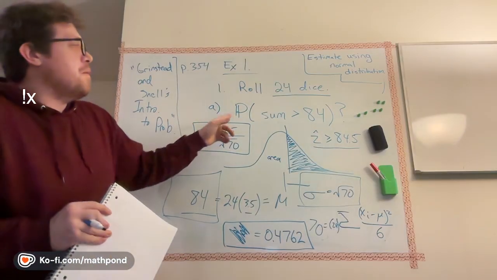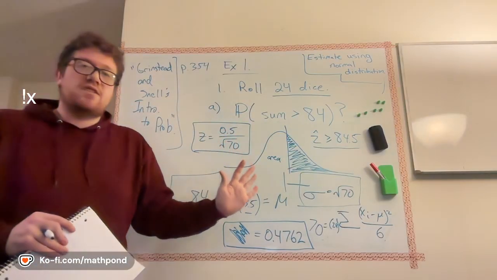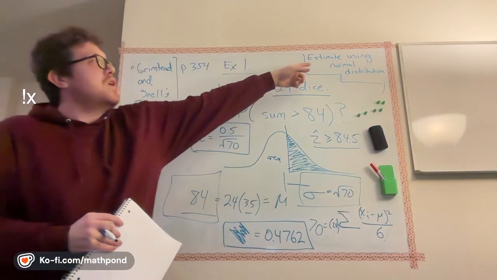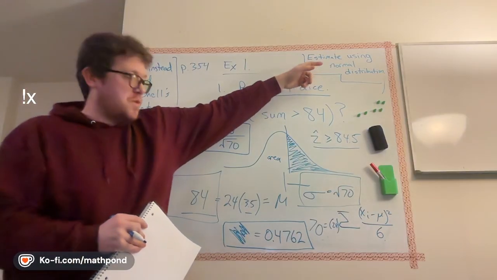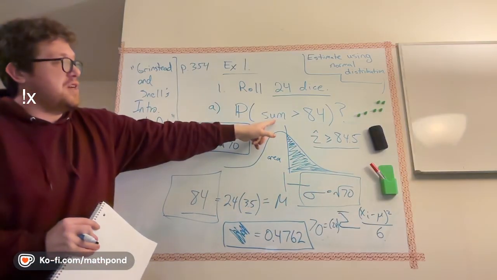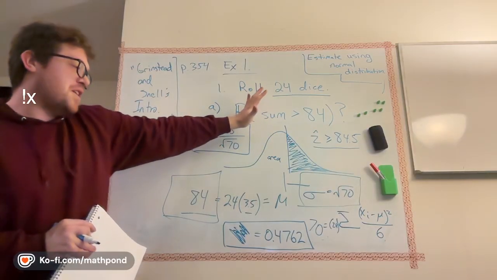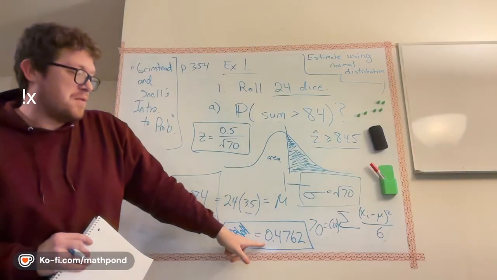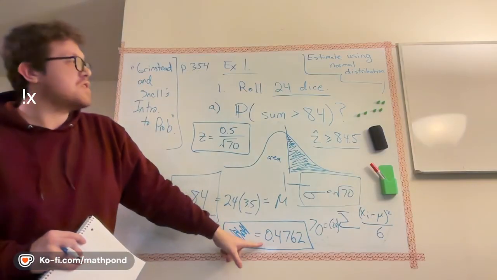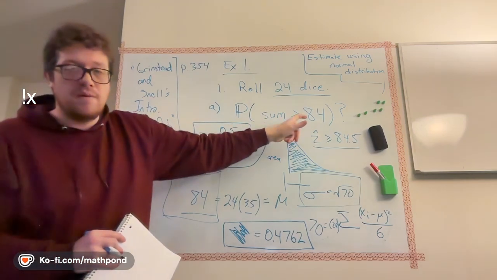So the probability that the sum is greater than 84 should be approximately, remember this is an approximation because we're using the normal distribution with this mean and this standard deviation just to estimate this because it actually is a discrete distribution. But if we use this estimation technique, then we get about a 47.62% chance that the sum of the 24 dice is bigger than 84.